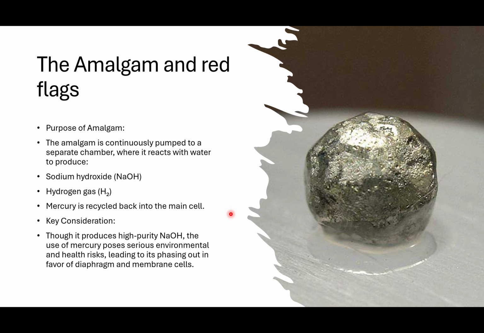So we can produce sodium hydroxide easily. Mercury is then recycled back into the main cell. Though it produces high purity sodium hydroxide, the use of mercury poses serious environmental and health risks, leading to the phasing out of this cell in favor of diaphragm and membrane cells. So we don't tend to use this cell anymore, even though it is really effective, because of the use of copious amounts of mercury. It is being phased out as it really poses serious environmental risks.